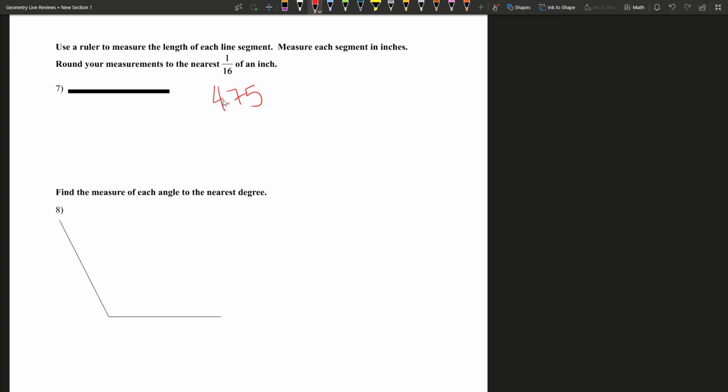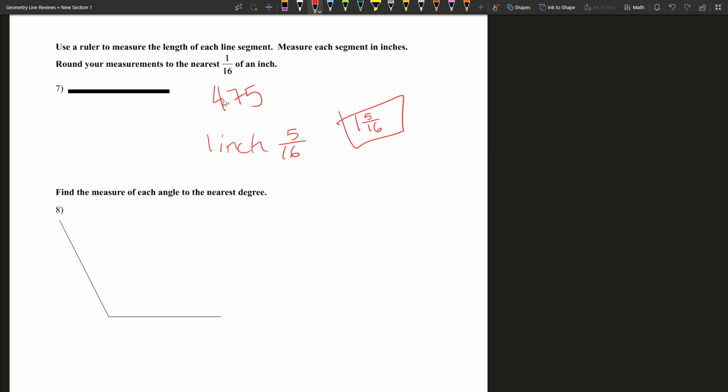All right. So if you have 1 inch and then 5/16, this is your answer. Okay. You don't give me a decimal. You give me basically a proper fraction. That's what I'm looking for.